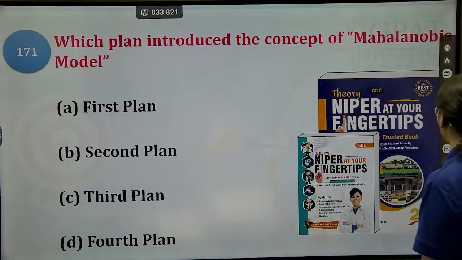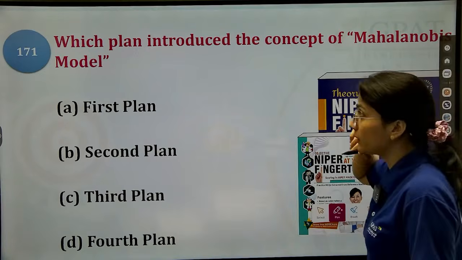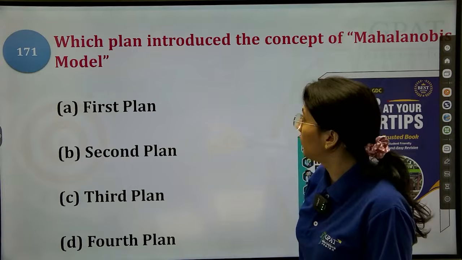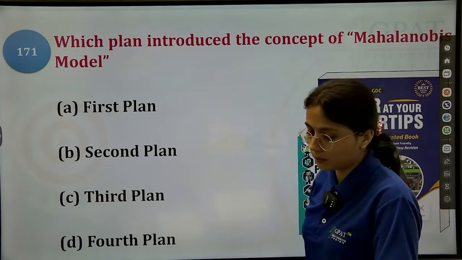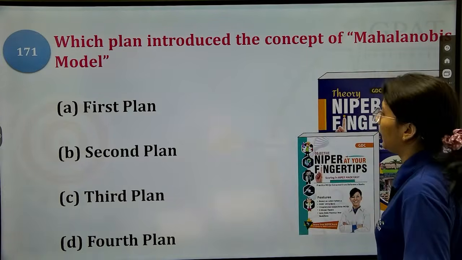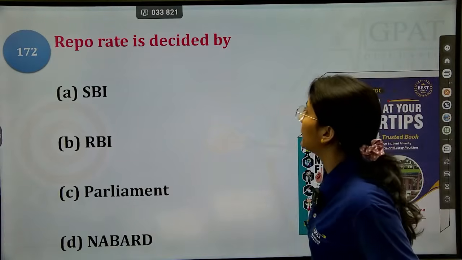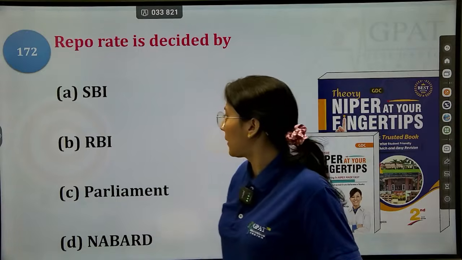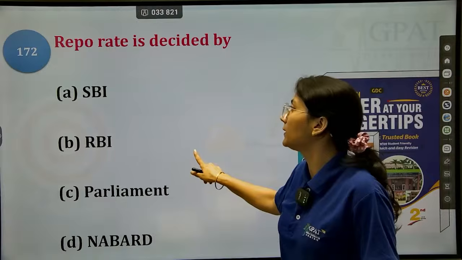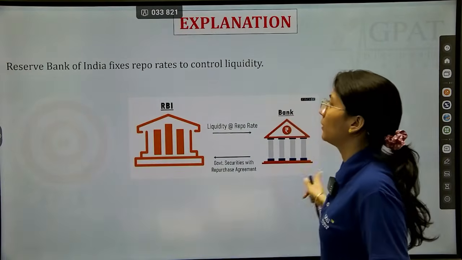Which plan introduced the concept of the Mahalanobis model? First plan, second plan, third or fourth plan. So the correct answer is what? That is the second plan. Next, repo rate is decided by SBI, RBI, Parliament, or NABARD. So the correct answer is what? Repo rate is decided by the RBI, Reserve Bank of India.